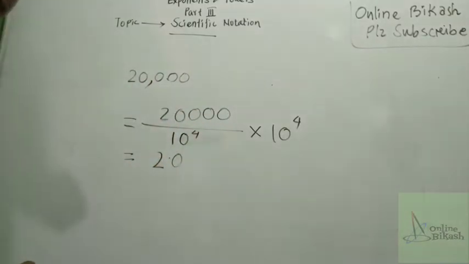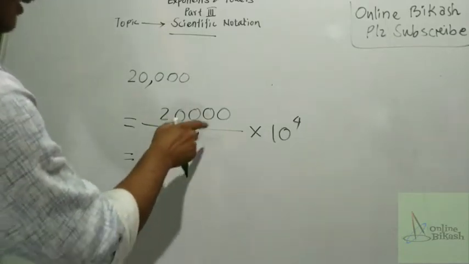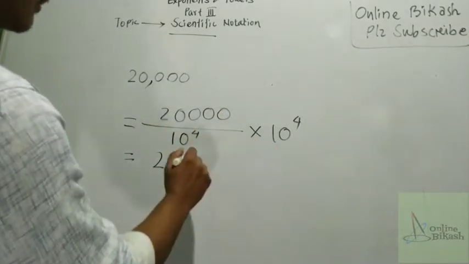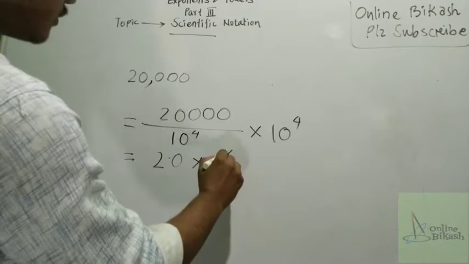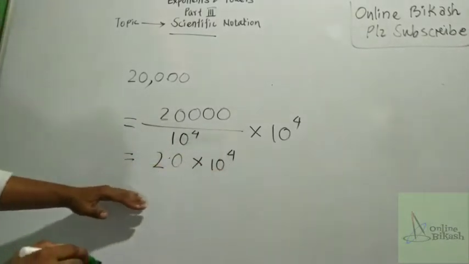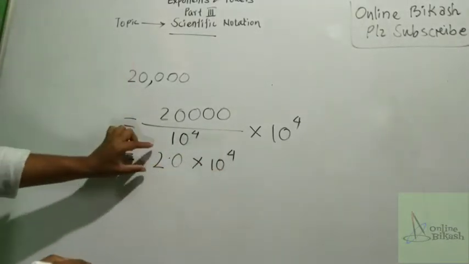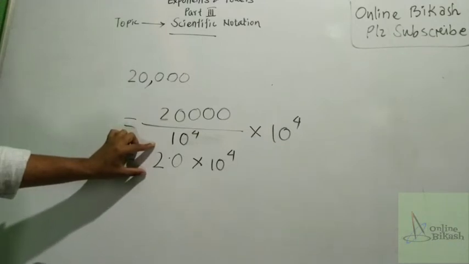2.0, and we have divided it, and what is left here? Into 10 to the power 4. So in this way, we have expressed this number into its scientific notation.